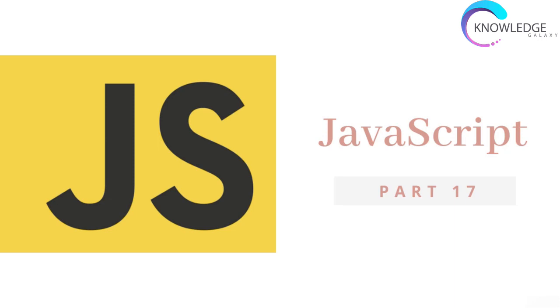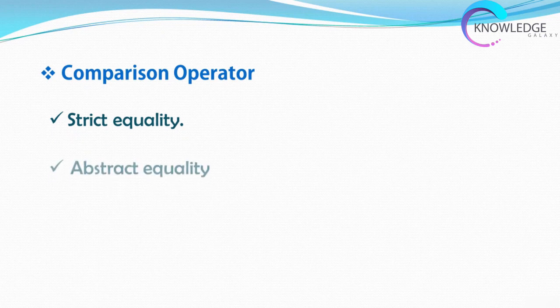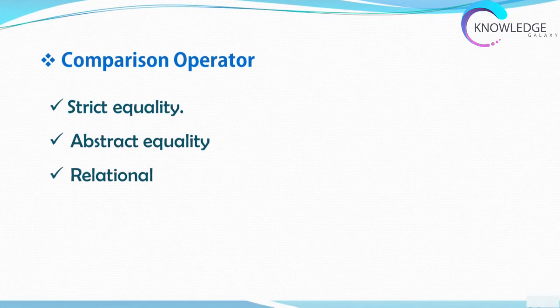Now, in this lecture, we will take a look at comparison operators. As the name implies, comparison operators compare two different values. Broadly speaking, there are three types of comparison operators: strict equality, abstract equality, and relational equality. We will take a look at all these three types in the next tutorial, but now just take a look at how comparison operators look. So the following are the comparison operators to compare two different values.